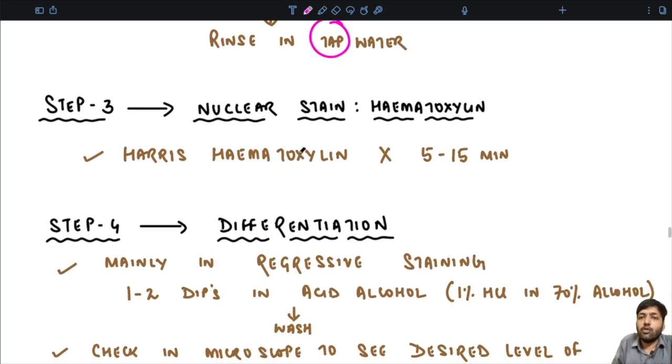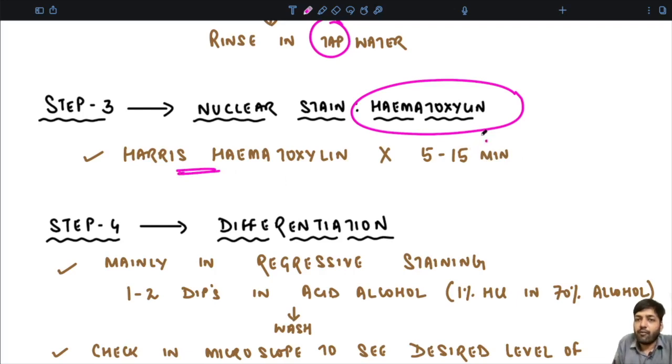Step number 3 is the nuclear stain. So you have to use hematoxylin. Now remember one point, depending on which type you are using. If you are using Harris hematoxylin, which we most commonly use for routine H&E staining, it is kept for 5 to 15 minutes. But if you are using Mayer's hematoxylin, or if you are using it for progressive staining, some other timing will be there. So depending on the type of hematoxylin, you have to write down the time. But in the most common routine H&E, we use Harris hematoxylin, and the time duration is 5 to 15 minutes. So if nothing is mentioned, you have to write this only.